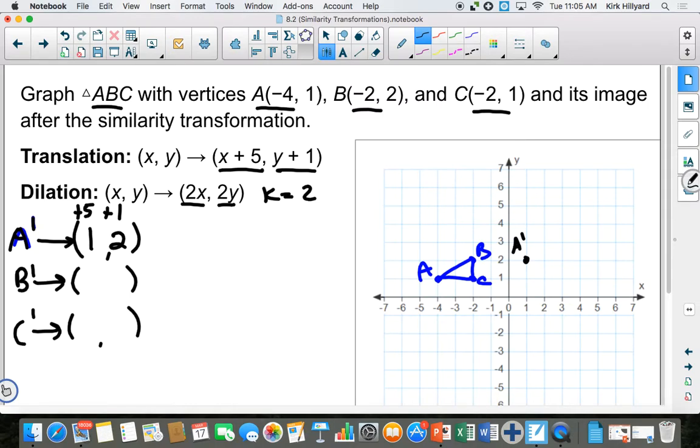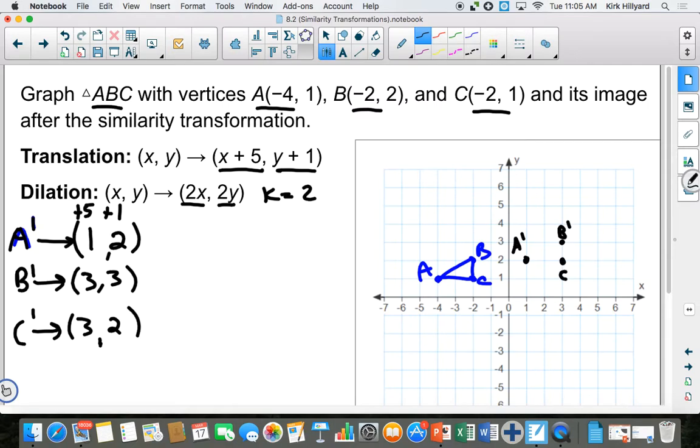Our B prime is negative 2, 2. So 5 minus 2 is 3, and 2 plus 1 is 3. So then our B prime becomes over 3 and up 3. That becomes our B prime. And our C prime is negative 2, 1. So 5 minus 2 once again is 3, and 1 plus 1 is 2. So we go over 3 and up 2.